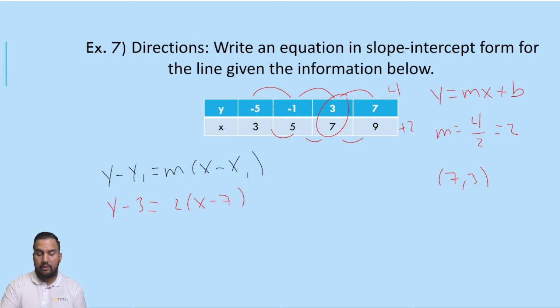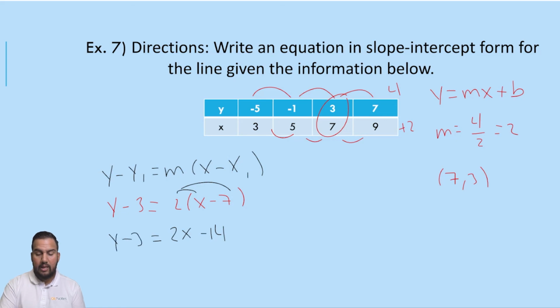Now, some of you guys are going to leave your slope as 4 over 2. Simplify it. Make your life a lot easier. Nobody wants to work with fractions, so if we don't have to, why do it? So then after I do that, I'm going to distribute the 2 twice. It's going to be 2x minus 14. And then on the left side, it's y minus 3.